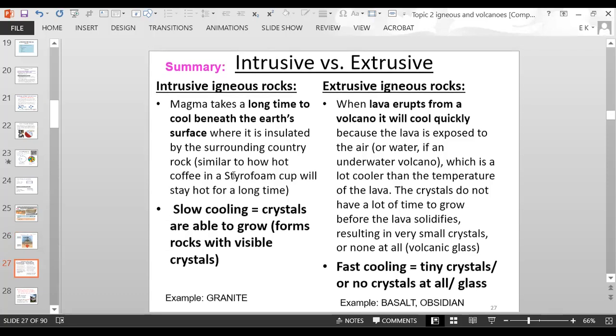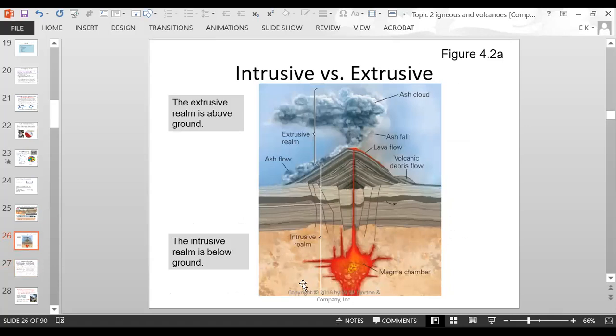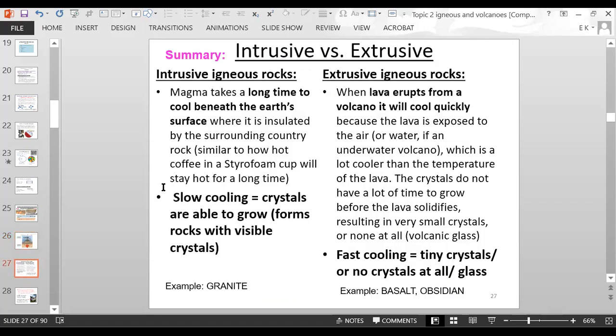So the country rock, we could just go back here, the country rock around the magma is keeping the magma hot for a longer period of time than, let's say, the lava flow, which is exposed to the air. So it's able to lose heat a lot faster. So because it takes such a long time for magma to cool, your crystals are actually able to grow and form visibly, like they form visible crystals. Sorry, the rock is going to form visible crystals.